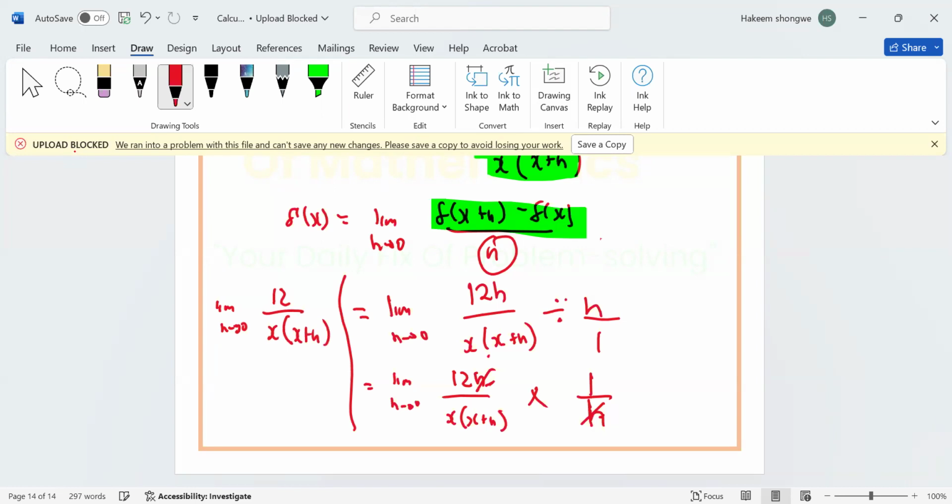Now, the goal was to make sure we remove this h here, which we just did. So we've removed the h there. As soon as we remove the h, then we can say h approaches 0. Meaning now we're going to be left with 12 all over x, open bracket, x plus 0, which in turn gives us 12 all over x squared. Now, this is how you differentiate from first principles a hyperbolic function.